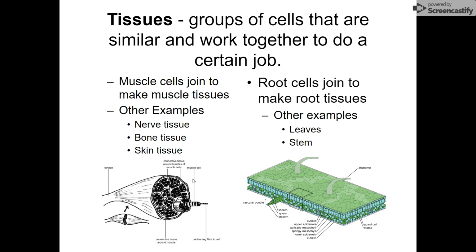For plants, it's the same. The cells work together to make the tissues. So root cells make root tissues. When you eat a potato, you're eating roots or root cells, same as if you're eating a carrot. Other examples are leaves and stems. All of those have jobs, but they have their unique cells that do their work.